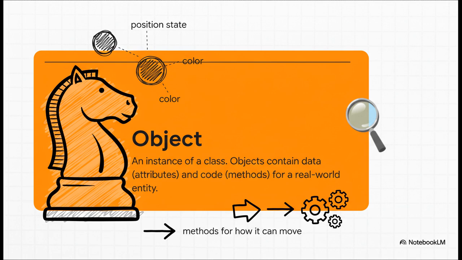Think about programming a chess game. The old way? You'd have all these separate variables floating around, one for the knight's position, another for its color, another for if it's captured. It gets messy. But with OOP, you just create a single knight object. And that one thing holds all its related data, and it also knows how a knight is allowed to move. It's a neat, self-contained little package that makes perfect sense.